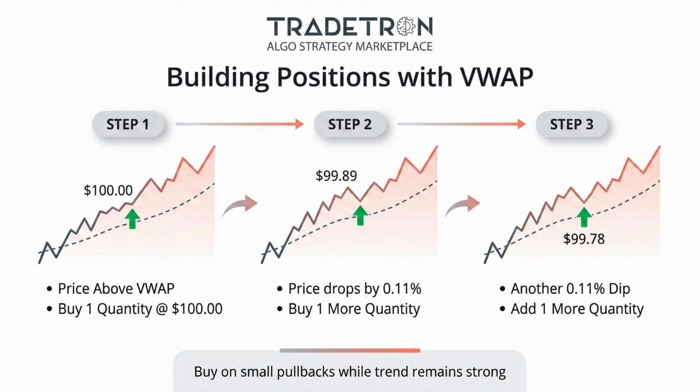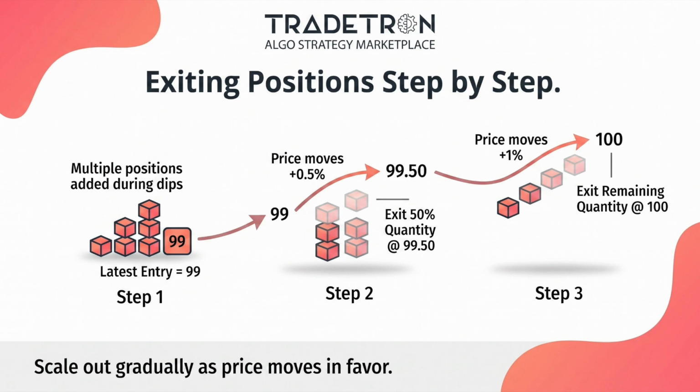Now, instead of exiting quickly, we build our position step by step. If the price moves slightly against us by 0.11%, which brings it to around 99.89, we buy one more quantity. If it drops again by another 0.11%, we again buy one more quantity. So the idea is very simple. Every time the price dips slightly against the trend, we keep adding positions gradually.